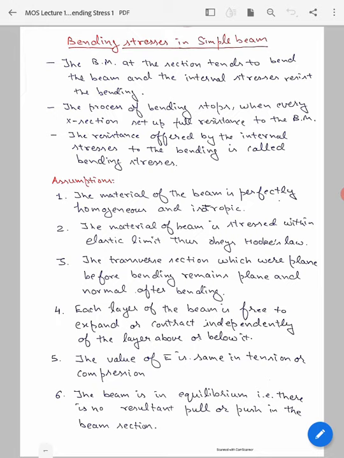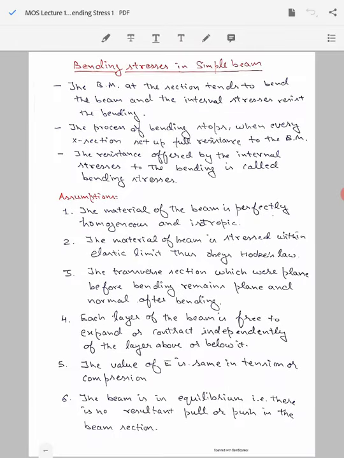Okay, so the process of this bending will continue till there is enough resistance set up against the bending moment. So this bending will stop when every cross section sets up the full resistance to the bending moment. This resistance, which is offered by the internal stresses to the bending, is basically termed as bending stress. So bending stress is nothing but the internal resistance offered by the beam material to the applied bending moment.